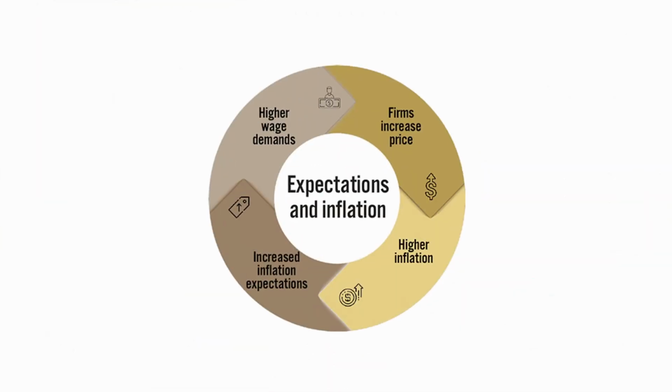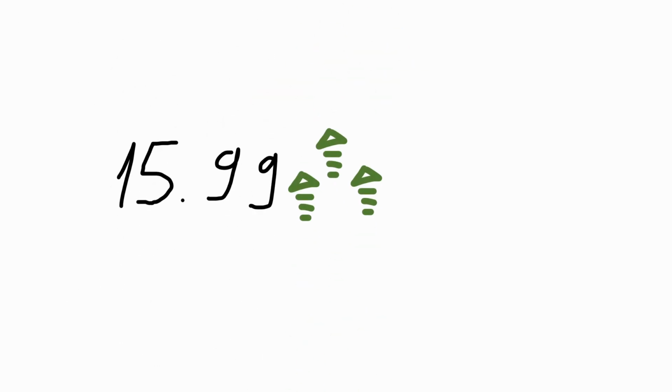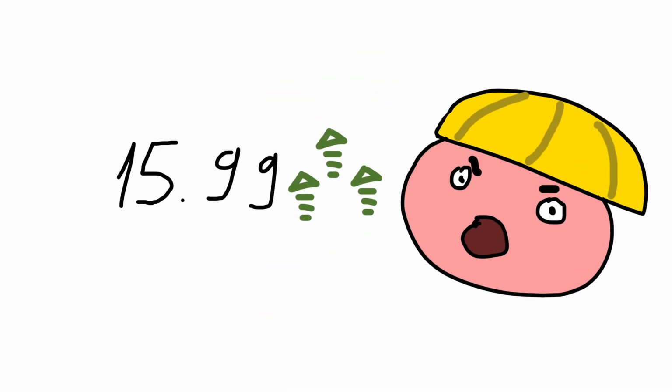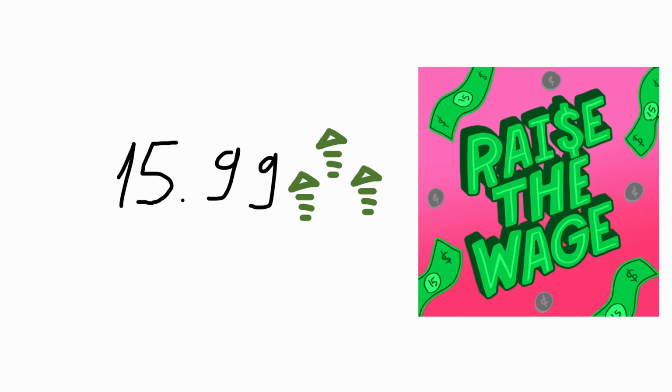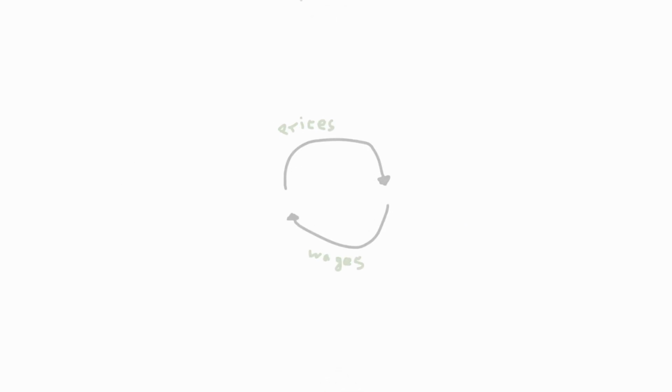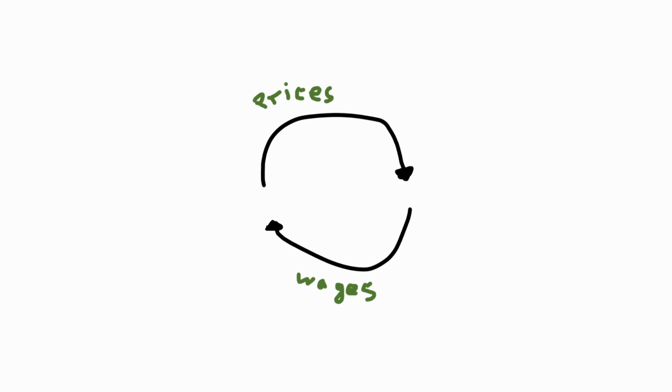Built-in inflation, also known as wage price inflation. This occurs when businesses raise prices to cover increased labor costs, and workers demand higher wages to cope with the increased cost of living. This creates a cycle of rising wages and prices.